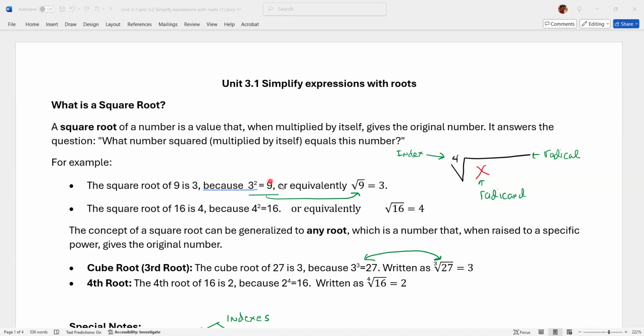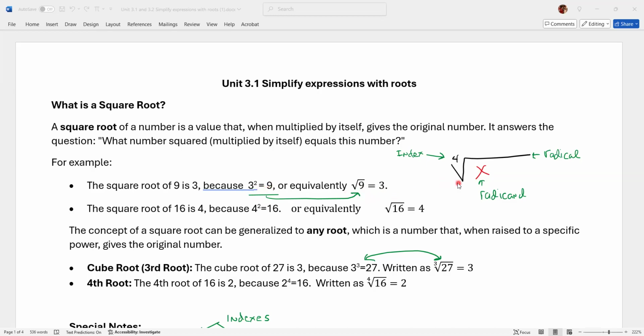Well, a square root, looking at this down here, if I'm trying to take the square root of a number, in this case 9, I'm asking the question, what number multiplied by itself would equal this number? So the square root of 9 is 3. Why? Because 3 squared, or 3 times 3, is 9. Okay, so pretty simple concept, right?